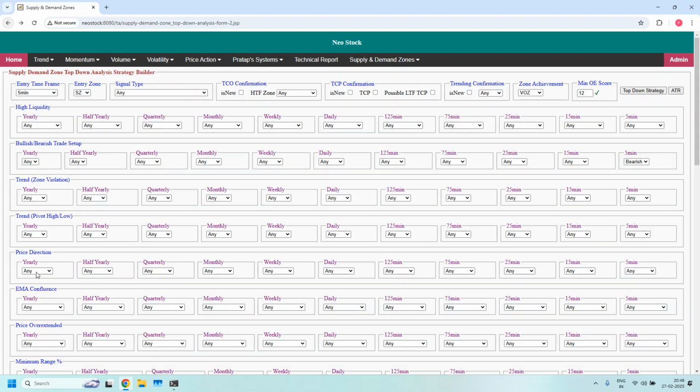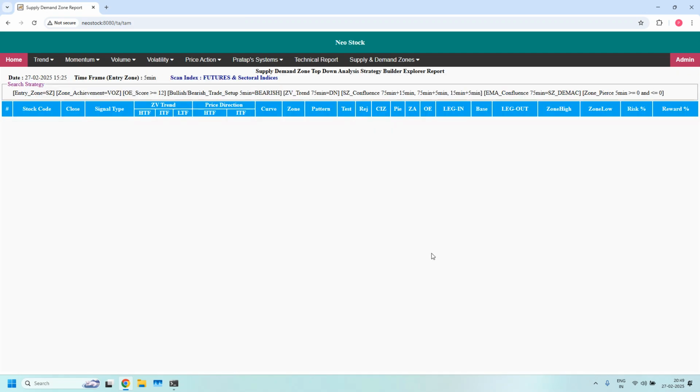Let's verify. In the EMA confluence at 75 minutes time frame, I am checking 75-minute supply zone having daily EMA confluence. And also trend should not be sideways at 75 minutes. So that's why we are selecting downtrend, because it is bearish trade setup. So none of them are having EMA confluence. None of the 75-minute supply zones are having daily EMA confluence. So this is about bearish trade setup for hourly income trade.